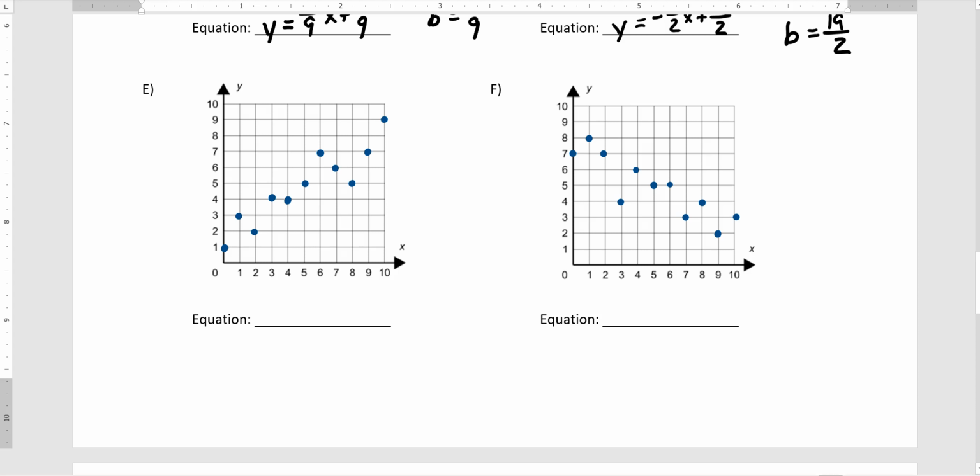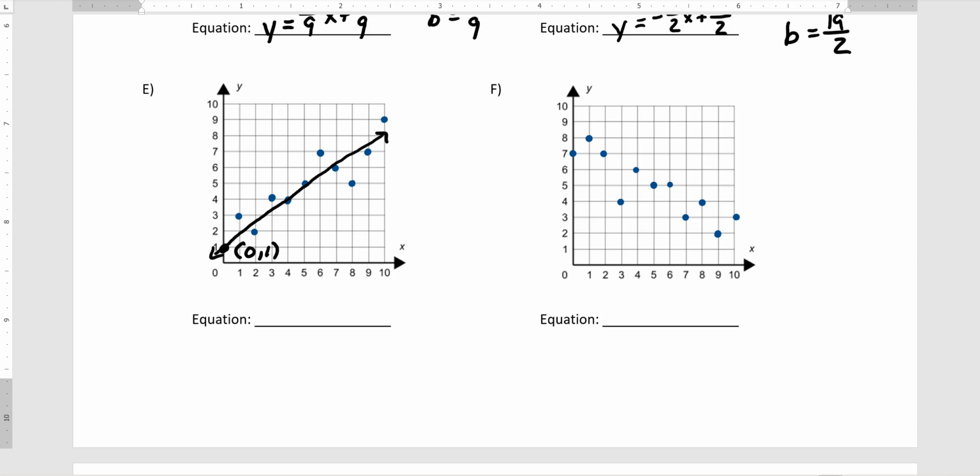Letter E. All right, let's check out letter E here. So I'm looking for a line of best fit. This one is a much weaker correlation. So our line of best fit isn't going to perfectly capture a lot of this data, but I will go ahead and say it looks a bit like that. So I see this point here, 0, 1. I'm going to use it. It's really close to my line.